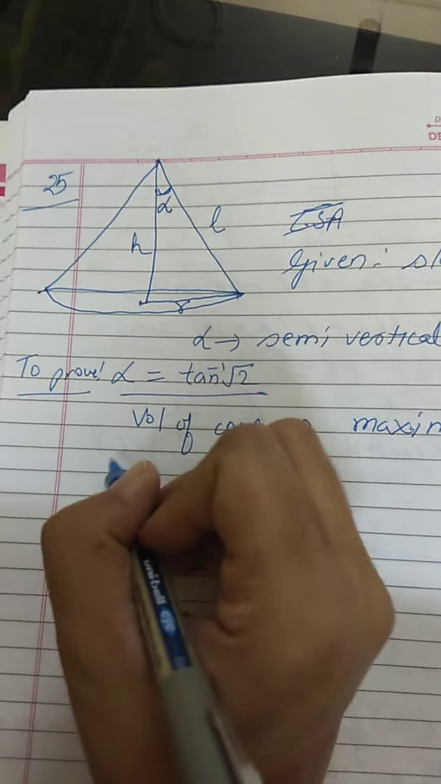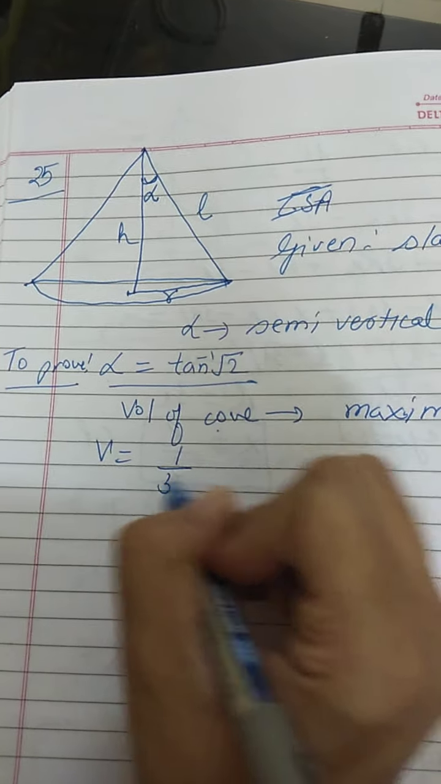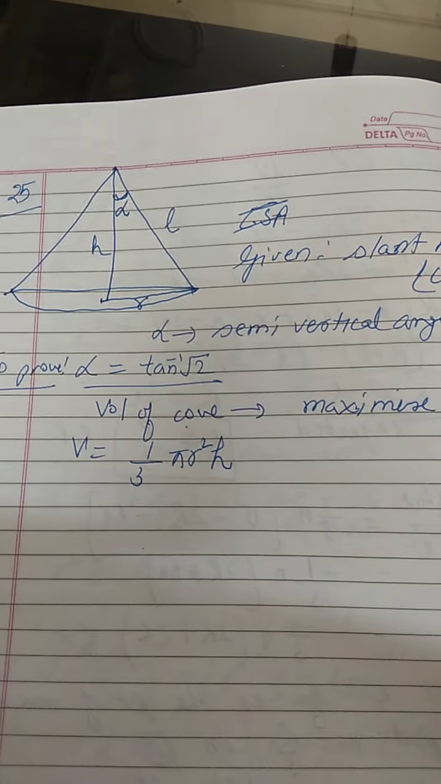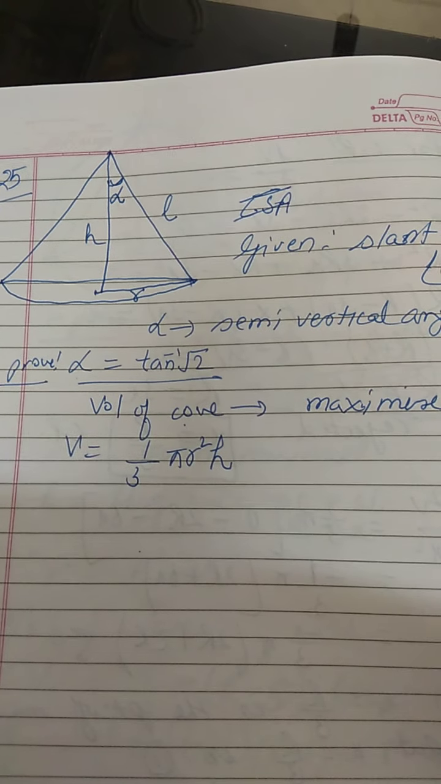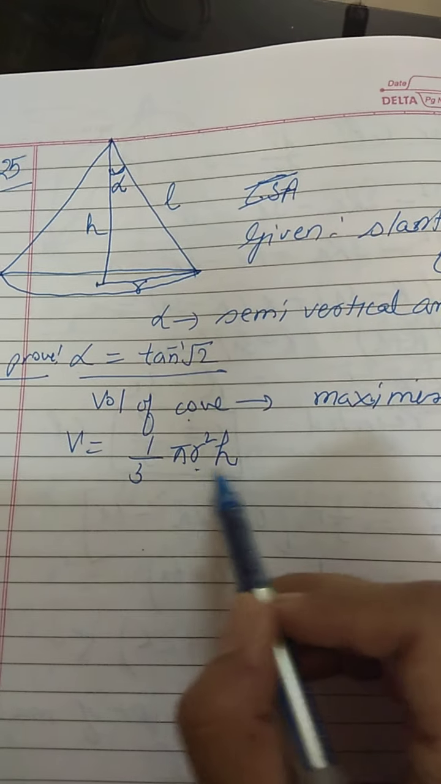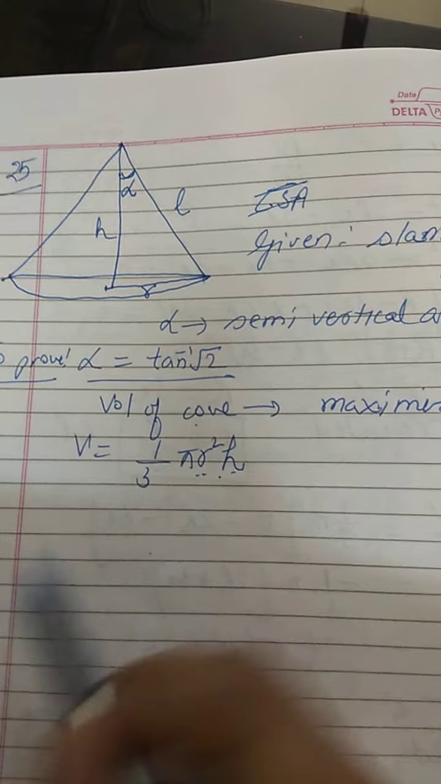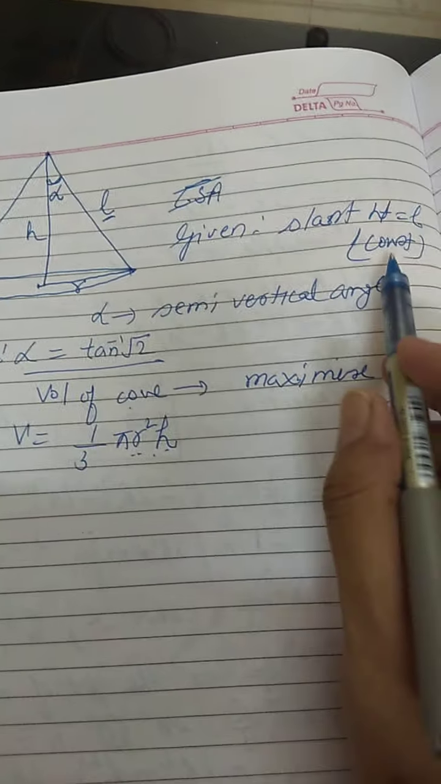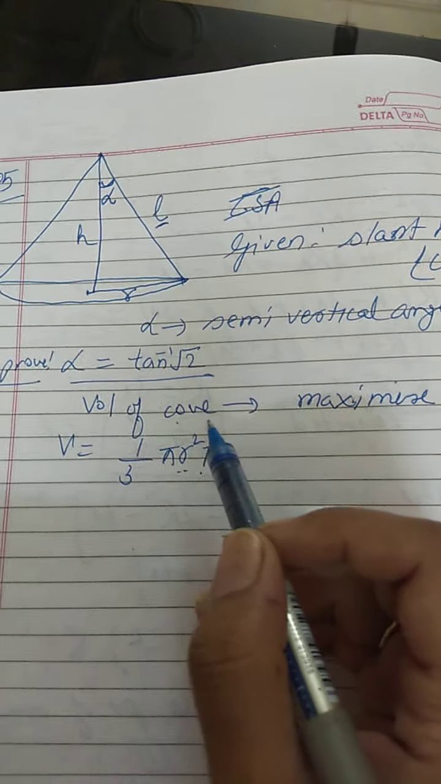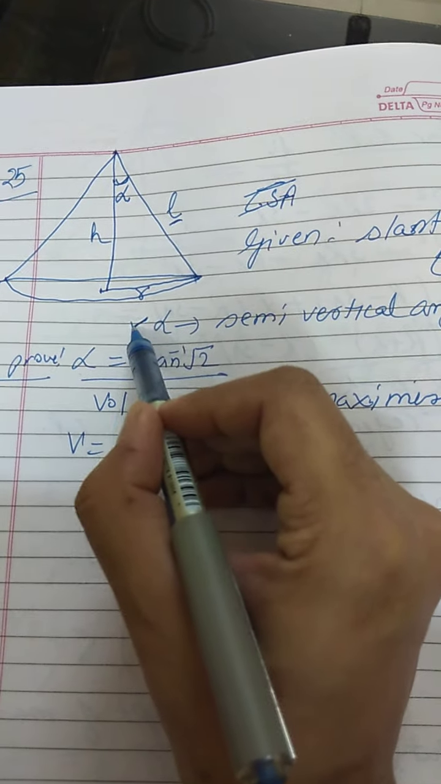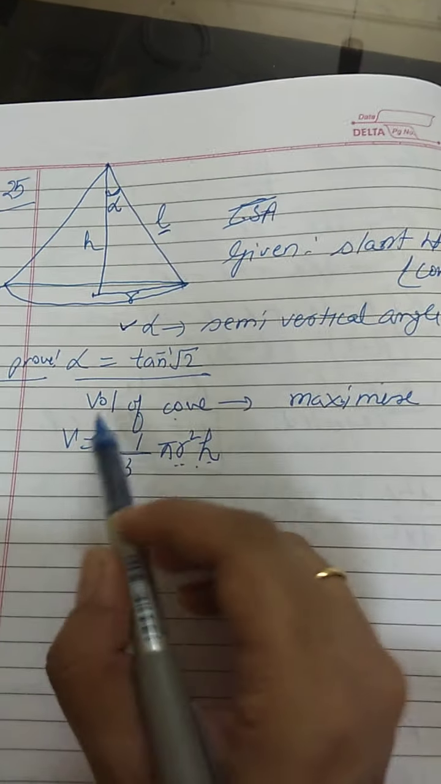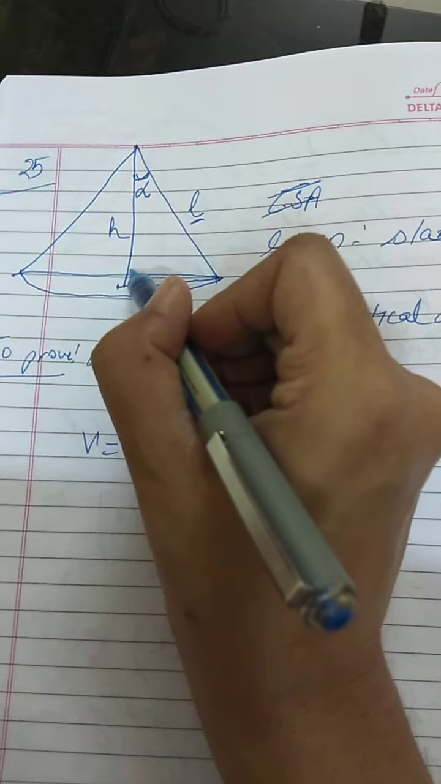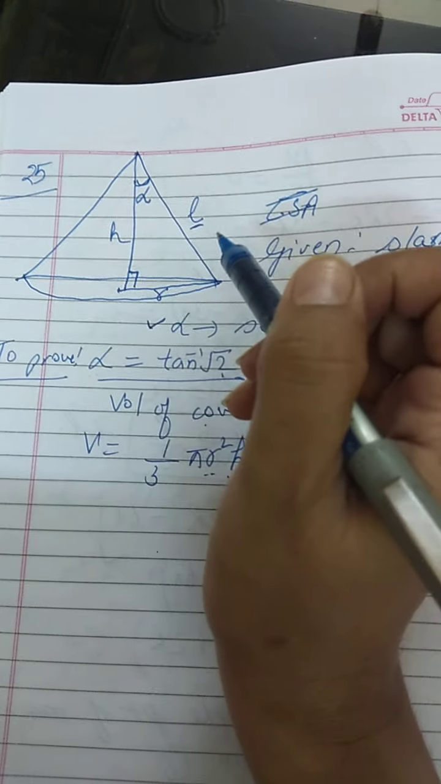Now what is the volume of the cone? Volume of the cone is given by 1 by 3 pi r square h only. Okay, and r and h, now two variables are there. Slant height L is given to us, it is fixed. So if it is given, we are supposed to use. As also we have to bring this alpha inside our calculations, only then I will get alpha equals to tan inverse root 2, right?